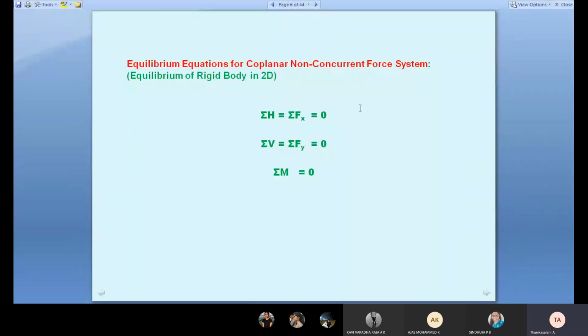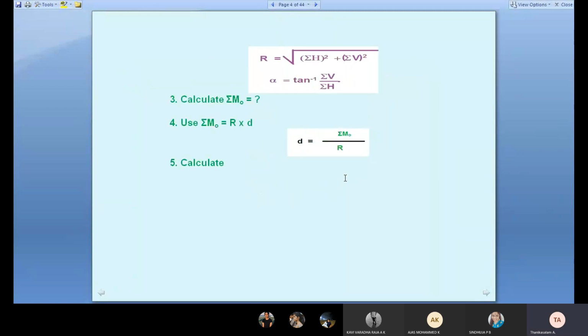Then the equilibrium equations for a coplanar non-concurrent force system. Summation of horizontal forces equal to 0, summation of vertical forces equal to 0, then the moment, the turning effect, with respect to any point equal to 0. For a particle, only the first two equations: summation of H equal to 0, summation of V equal to 0. For a rigid body, you have to add an additional one, the net moment with respect to any point must be 0. So we are going to use these formulas based on the question. We are going to calculate unknown values.